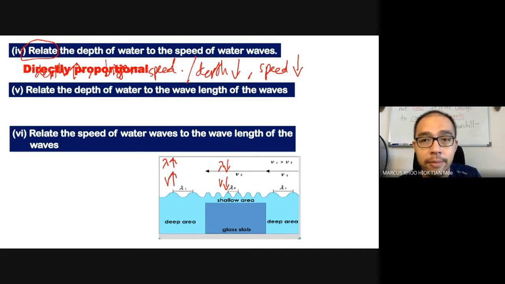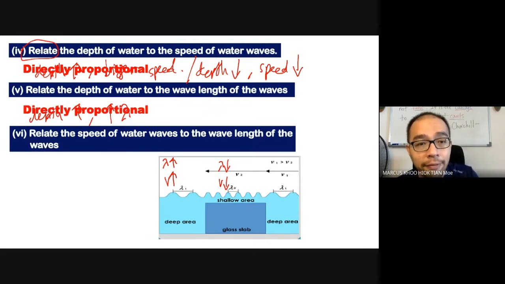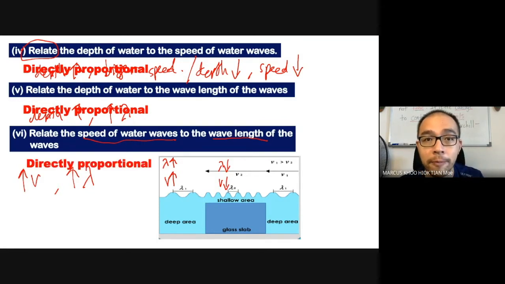Now same thing, depth of the water to the wavelength. We find that if the wave speed increases, the wavelength also increases because it is in a deep area. So the same thing. The bigger the depth, the bigger the wavelength. Or the other way, the smaller the depth, the smaller the wavelength. So it's directly proportional. And therefore, when we relate the speed of the water waves to the wavelength of the water waves, we will get the same thing. The bigger the speed, the bigger the wavelength. It is directly proportional to one another.